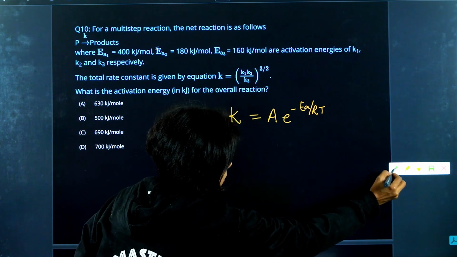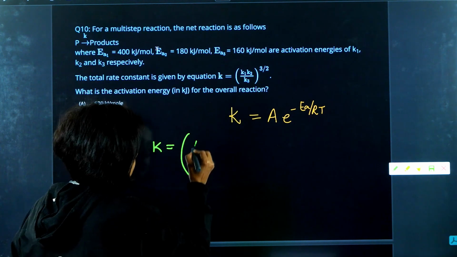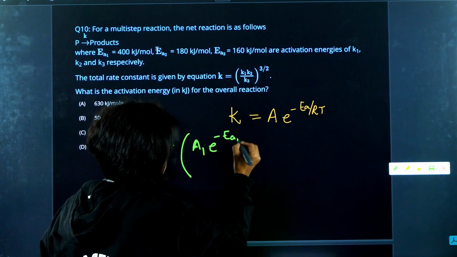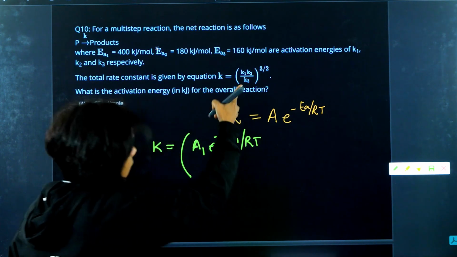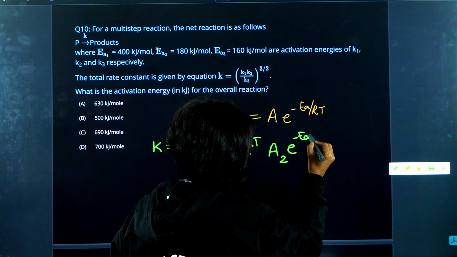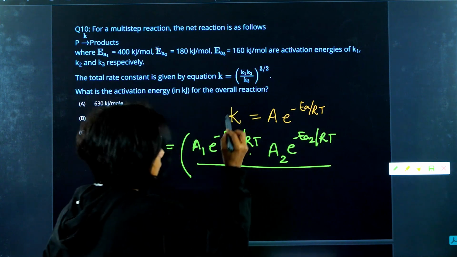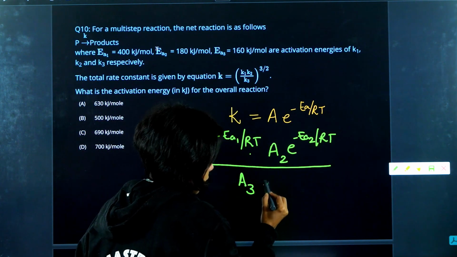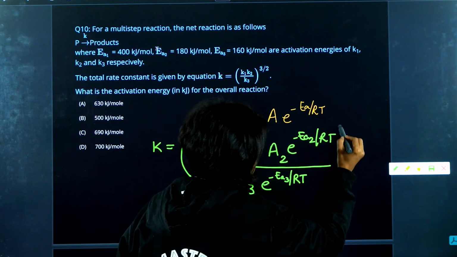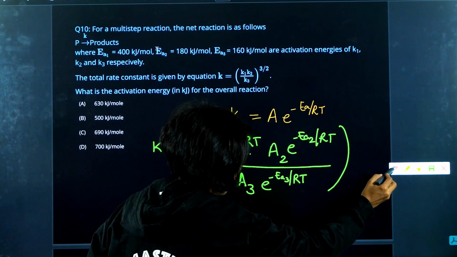Let's solve. Overall K is equal to K1. I can use the Arrhenius equation, A1 e raised to power minus Ea1 by RT, into K2, that is A2 e raised to power minus Ea2 by RT, upon K3, that is A3 e raised to power minus Ea3 by RT. Right? Clear? Okay, let's simplify.